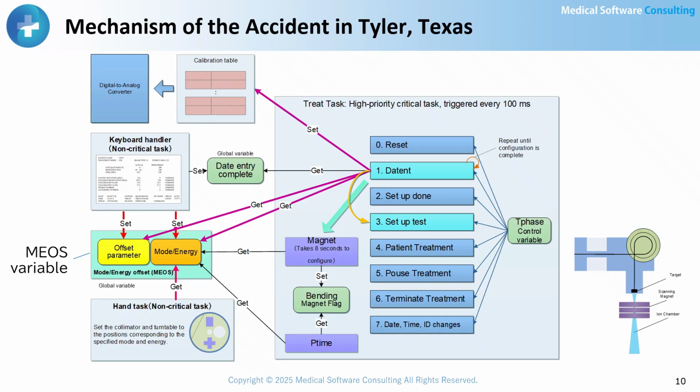Let us look at the relationship between the keyboard input task, the global variable MEOS, and the data entry complete flag. The keyboard handler parsed character strings from the VT100 terminal and stored them in a 2-byte variable called MEOS, mode energy offset. The lower byte was read by the hand task, which controlled the turntable, while the upper byte was used for table lookups of treatment parameters. When input was finished, the keyboard handler set a global flag called Data Entry Complete to 1. However, this flag was raised only at the moment the cursor returned to the command line. If the cursor was later moved and values were re-edited, the flag was not updated.